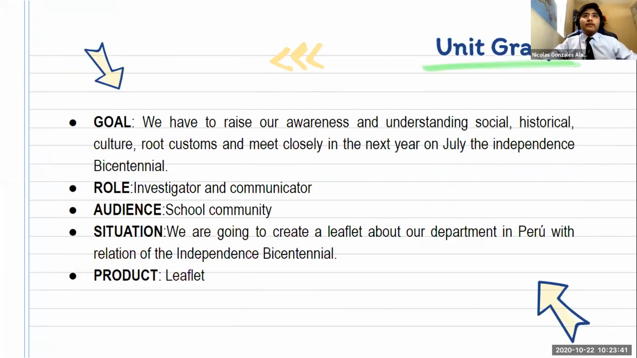Here we find objectives that we must develop during the manufacturing process of the product, which is the leaflet. For example, the goal, the role, the audience, situation, and the product.